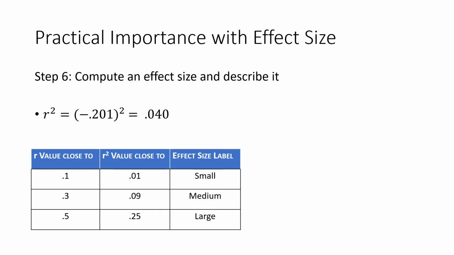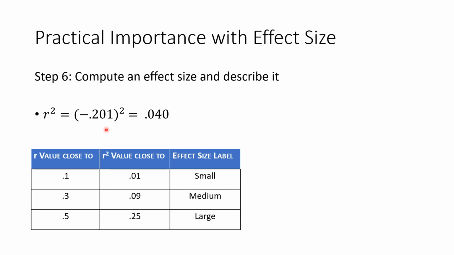So the way you interpret effect size with R or correlation, there's a couple ways. You could just look at the R. Here are the guidelines for interpreting R: 0.1 is small, 0.3 is medium, 0.5 is large, so we got a 0.2, so we're right between small and medium. We can also interpret the effect size by converting R to R squared.